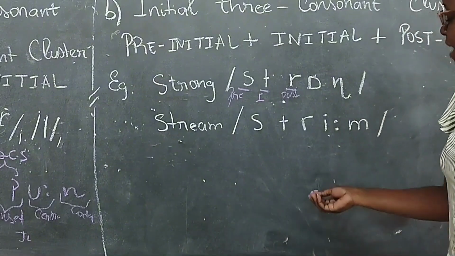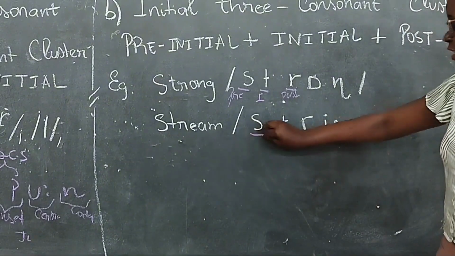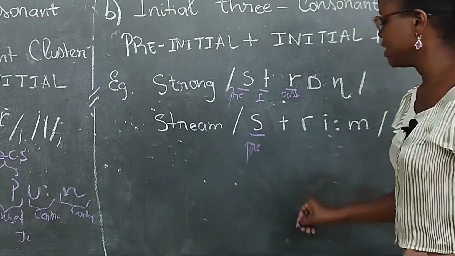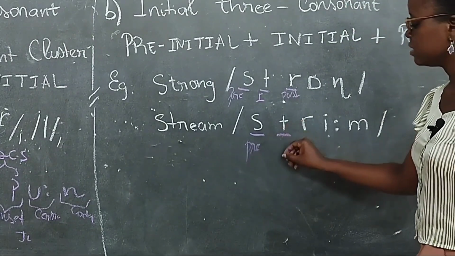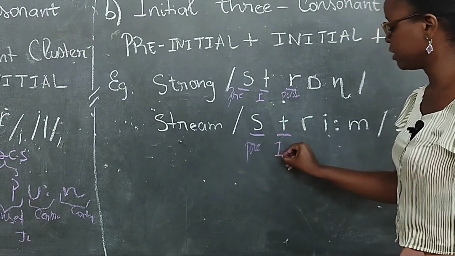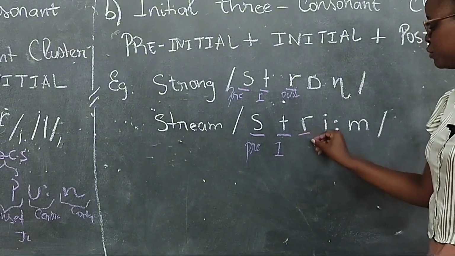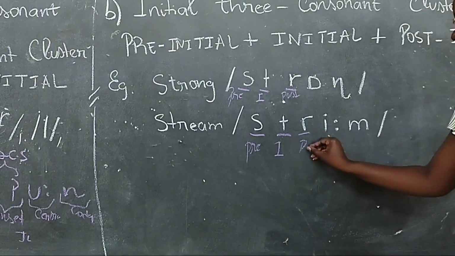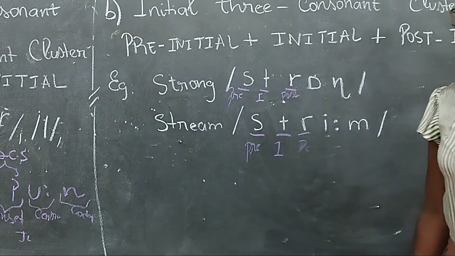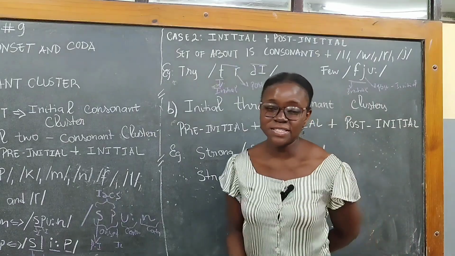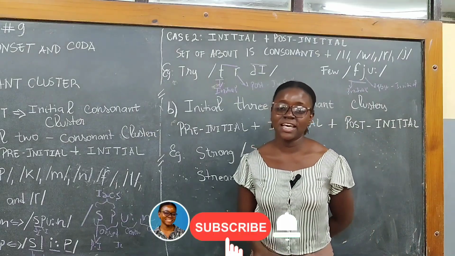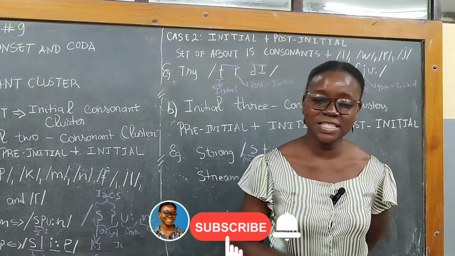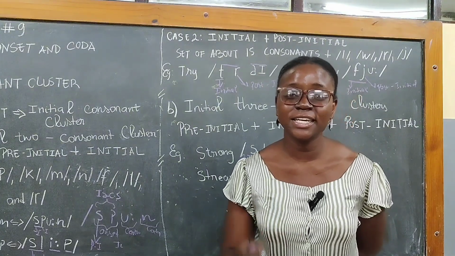And the same happens to stream. We said that sa in initial position is considered as a pre-initial. And this one is considered as the initial. And ra, of course, is post-initial. Okay, so this is what happens in the onset. So let's now move on to the second part of our lesson, where we'll be looking at the CODA.